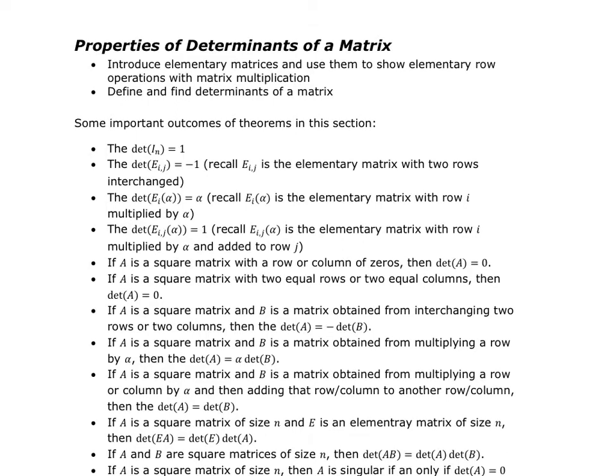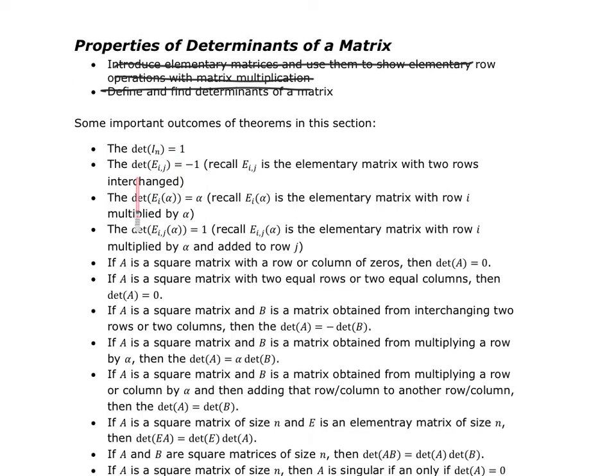In this video, we are going to look at the properties of determinants of a matrix. It should be looking at the properties of determinants. The determinant of the identity matrix of size n is 1.